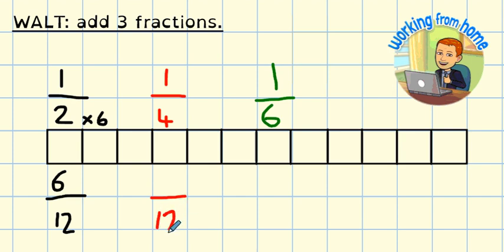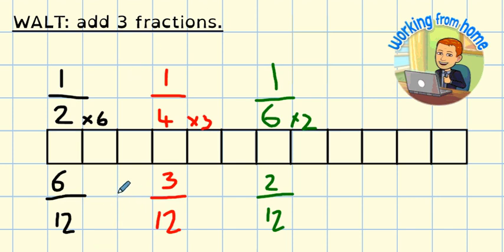4 times what gives me 12? 4 times 3 gives me 12. 1 times 3 would give me 3. And finally, what do I times 6 by to get 12? Times it by 2. 1 times 2 gives me 2.